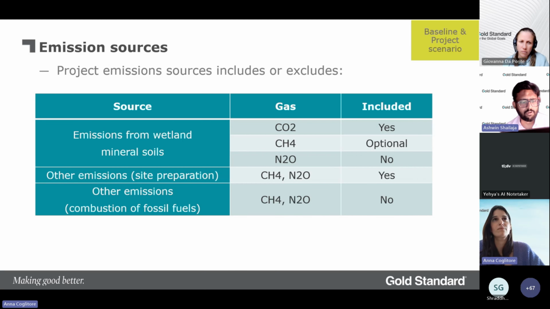Similarly, other emissions could have to do with site preparations or with management of mangroves, dredging, and other activities, especially fossil fuel emission due to vehicular movement for dredging, etc. So all such project emissions will have to be accounted for within the project. The next slide.